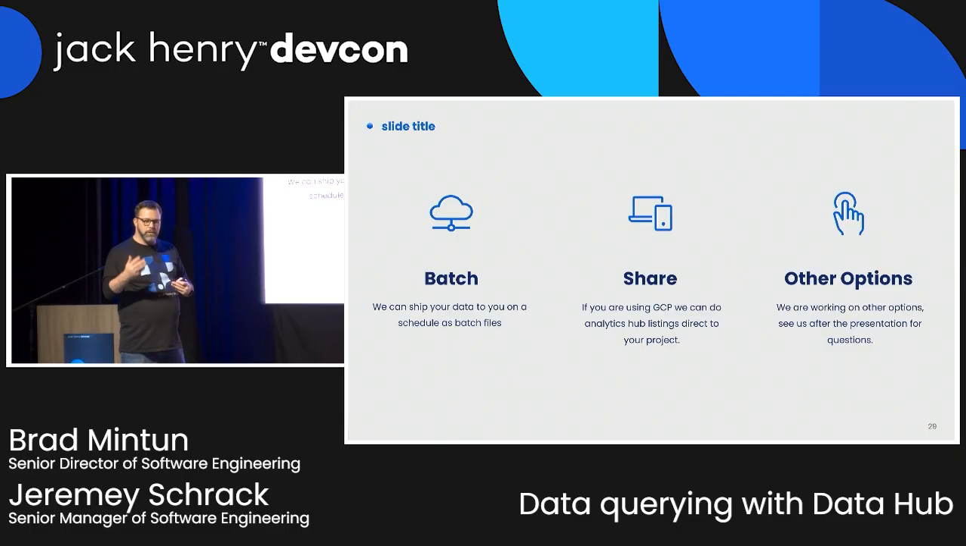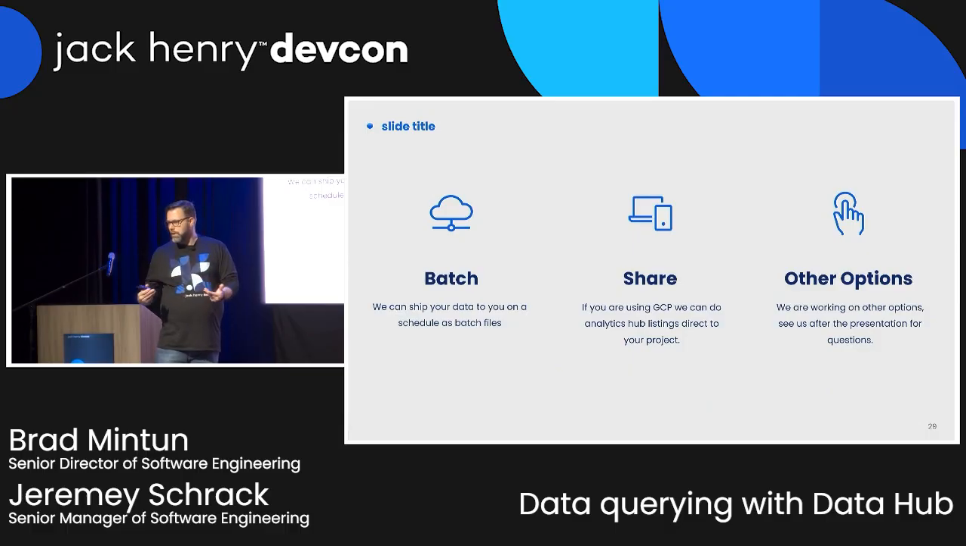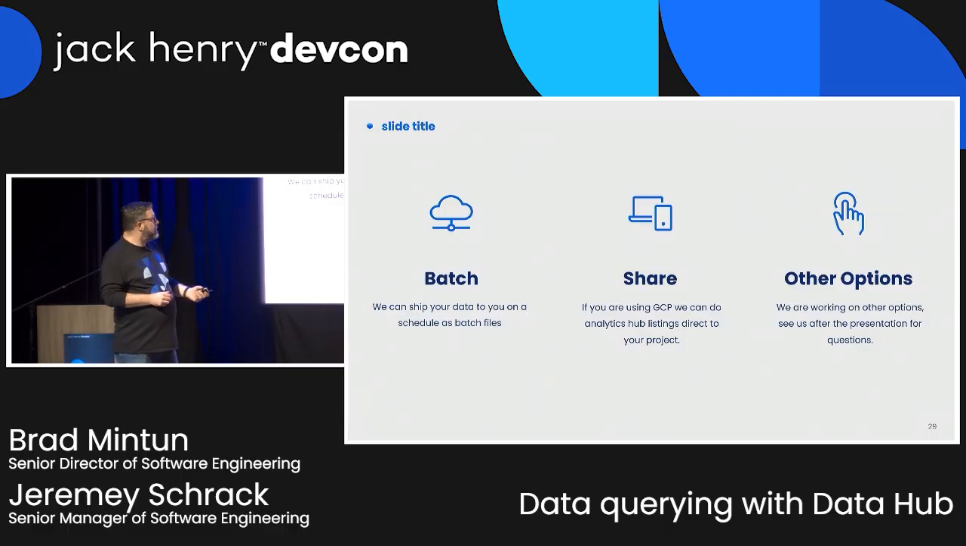We can send you a batch on a schedule. We can drop that into blob storage with whatever cloud provider you're using, and you can ingest that. So if you're using Snowflake, we can drop it into your AWS S3 bucket. You can use Snowpipe to then ingest that into your current data lake that you're running with Snowflake. If you're using GCP, we can use sharing through Analytics Hub to be able to get you that data. And then we're working on some other options.